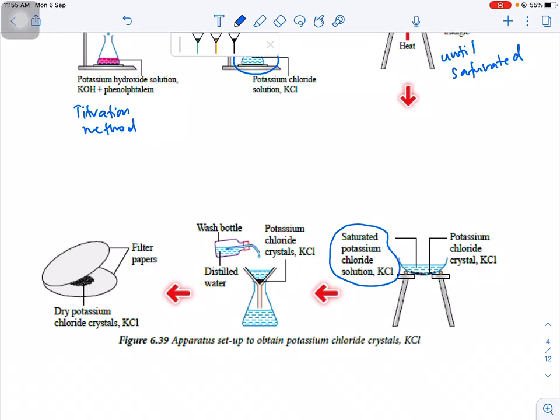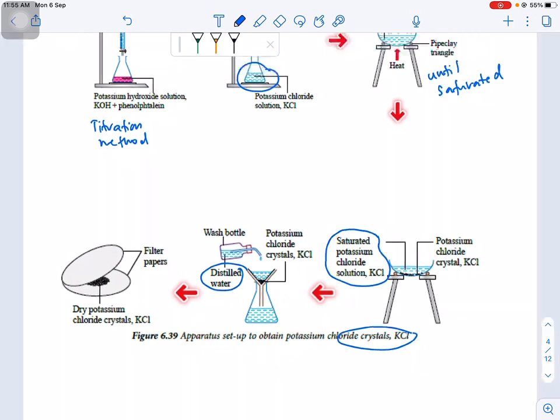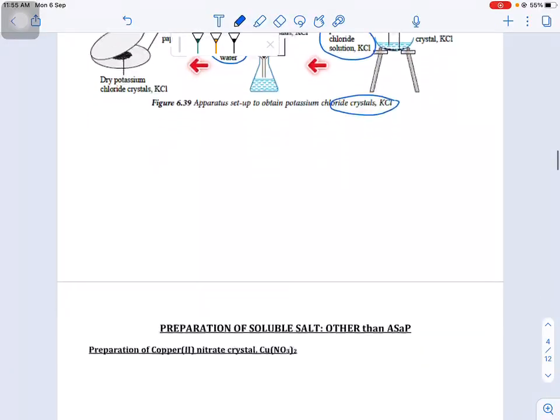So how do you get the crystal? You need to filter by using filter paper and filter funnel. And then you need to rinse with a little distilled water. And after that, you make it dry by pressing it between two filter papers. And at the end, you will get the crystal. What is crystal? Dia macam garam dekat dapur lah, dalam bentuk solid. That's how we do. This is for the anak.